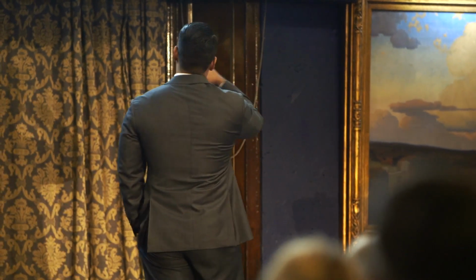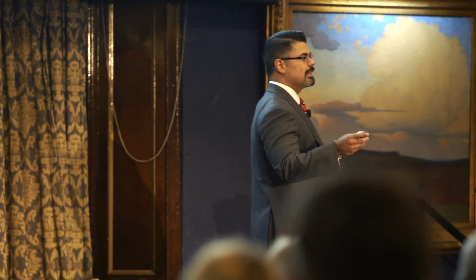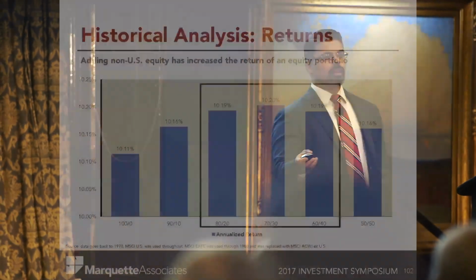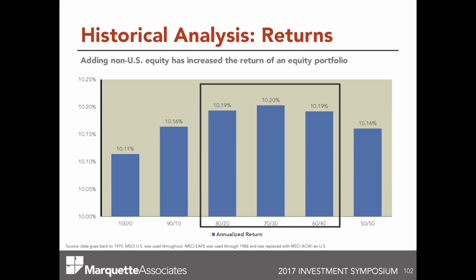Those labels down at the bottom of this chart, 70/30, indicate 70% in U.S. equities and 30% in international equities. So adding international equities historically has increased the annualized return of a global equity portfolio. And that has peaked out at somewhere between an 80-20 and 60-40 portfolio mix.